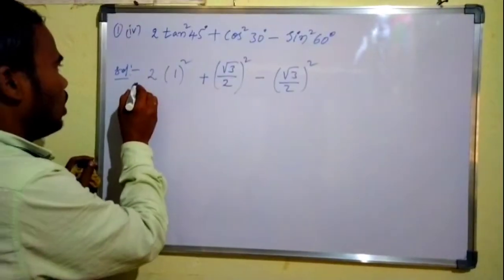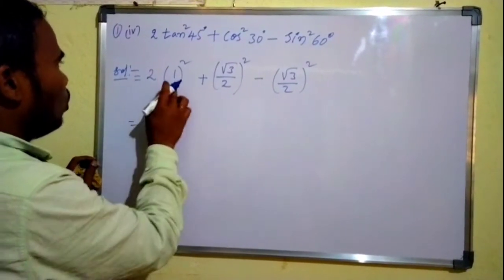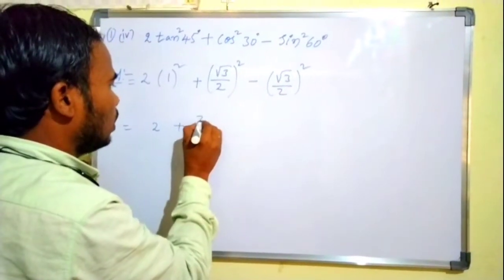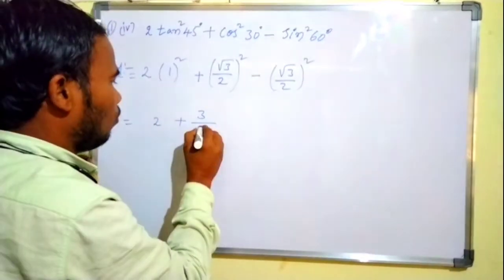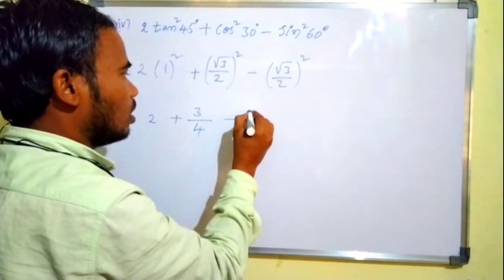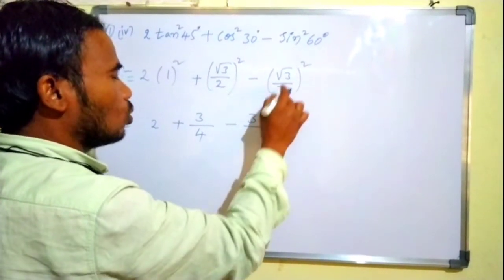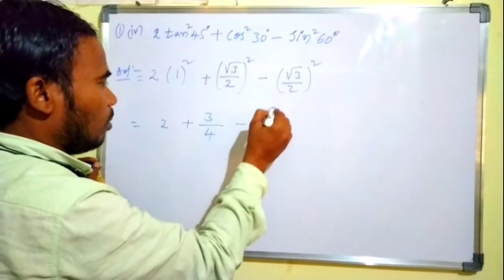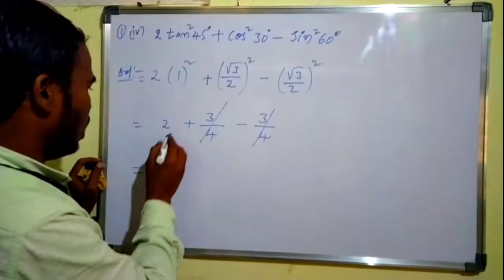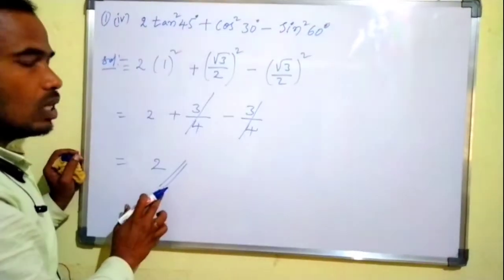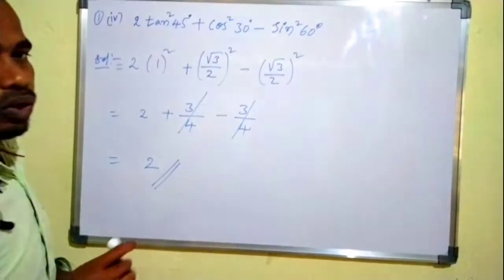So finally, 1 square means 1, 2 into 1 is 2, plus root 3 square, which means 3 by 2 square, meaning 4, minus root 3 square, which means 3 by 4. So plus 3 by 4 minus 3 by 4 cancels. The 2 is remaining, so that is the answer. Finally the answer is simply 2. This is the fourth question, now finished.